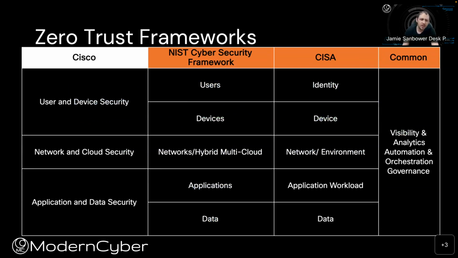Now, we talked about user and device, network and cloud, and application and data. I did want to take a moment to include this mapping back to both the NIST cybersecurity framework, the CISA Zero Trust framework, as well as some of the common services that cut across all three. You can see very easily, while Cisco has simplified some of the pillars that we typically talk about when it comes to Zero Trust, they do have a direct one-to-one mapping to those existing models.